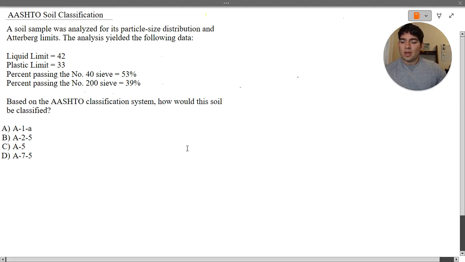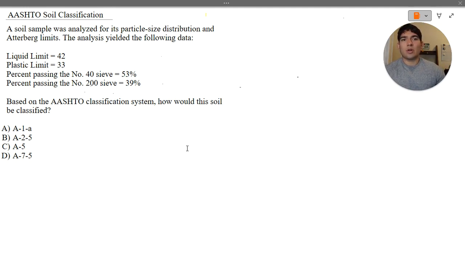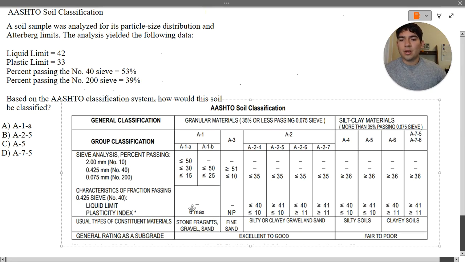So basically, the first thing that we're going to do when we're given a problem like this is we go to the FE reference manual to find the information we need. The AASHTO classification parameters can be found on page 266 of the FE reference manual. For this video, I am going to pull up the information here on screen so we can walk through the problem a bit easier, and I can show you how to do this. So here we have the information.